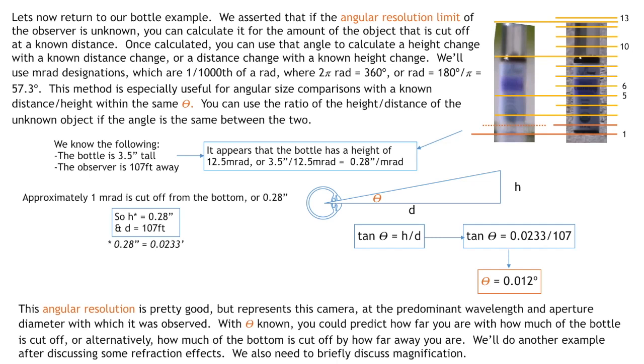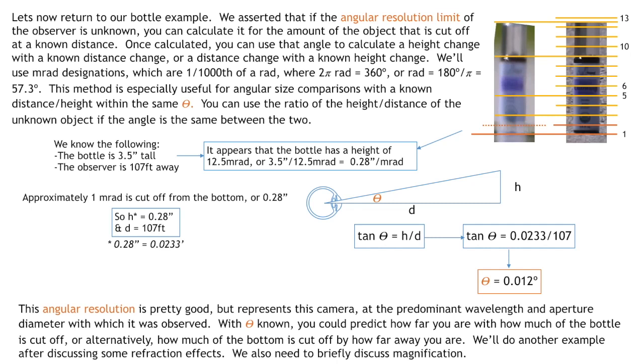So height is equal to 0.28 inches, and distance is equal to 107 feet. Keep in mind that 0.28 inches comes out to 0.0233 feet. So we can plug that in, keeping like units the same, and you get an angle of 0.012 degrees.